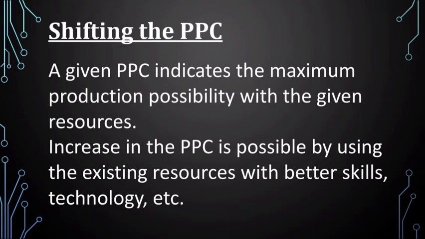Now, how is there an increase in the PPC? Increase in the PPC is possible only by using the existing resources with a better skill or using a better technology. Now, better technology in the form of an innovation or a new discovery. These are the reasons that can lead a PPC to shift. Let us see it diagrammatically.